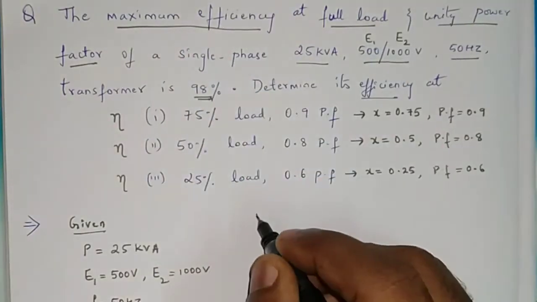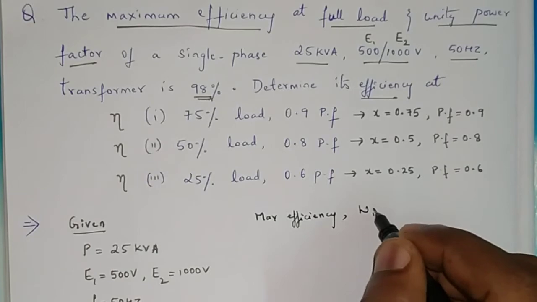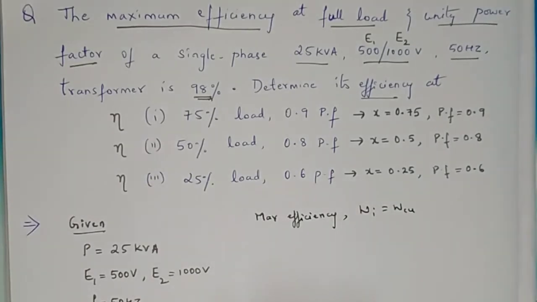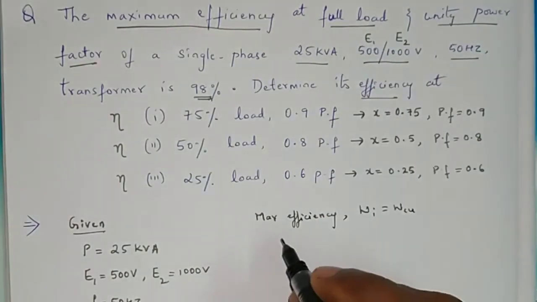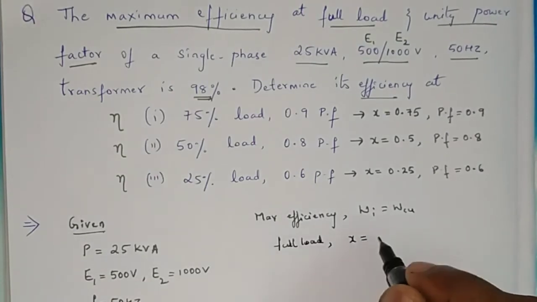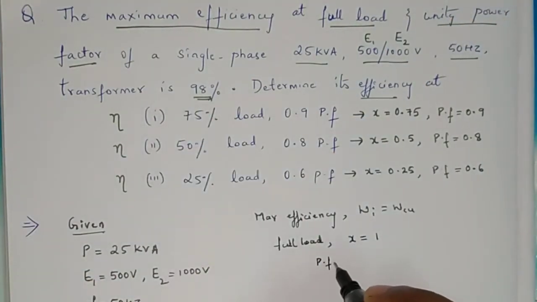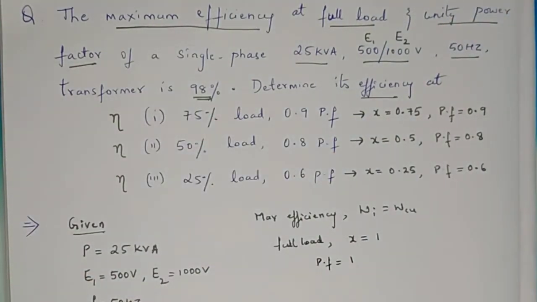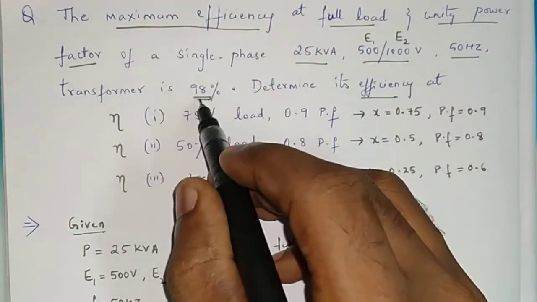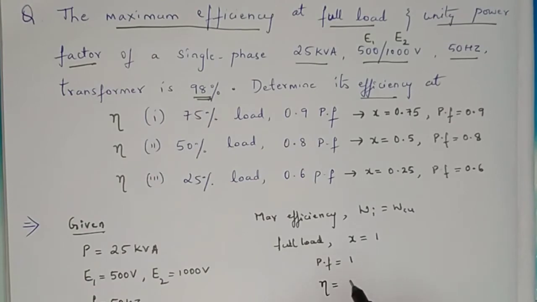So maximum efficiency means what? We know the condition for maximum efficiency: iron loss will be equal to copper loss. So that is what is given in the question. Full load is given. Full load is nothing but load x, which is equal to 1. Unity power factor, so power factor value is given as unity. Unity is nothing but 1. And efficiency is given as 98%. So just convert to decimal, 0.98.